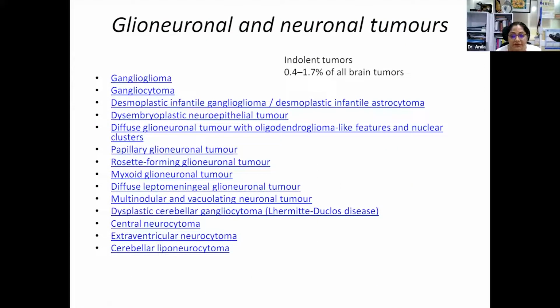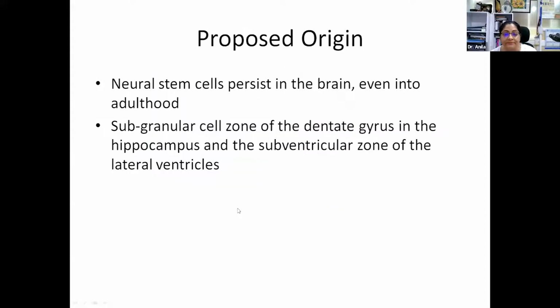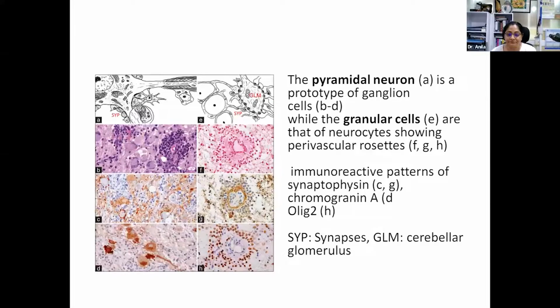So this is the short list of the glioneuronal tumors, and these are total 14 in number, but I have taken up to central neurocytoma, because the other two also look similar to the neurocytoma. So the proposed origin of these tumors is the neural stem cells, which persist in the brain even into the adulthood. And the subgranular cell zone of the dentate gyrus in the hippocampus, and the subventricular zone of the lateral ventricles gives rise to these tumors.